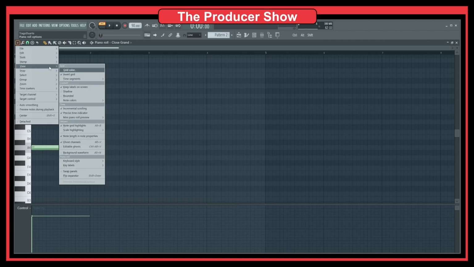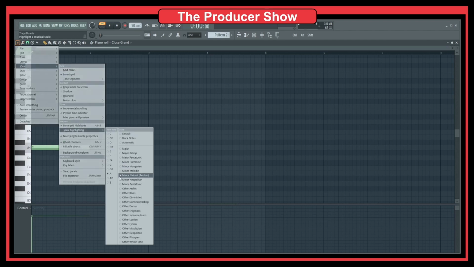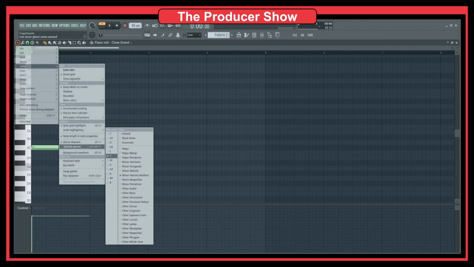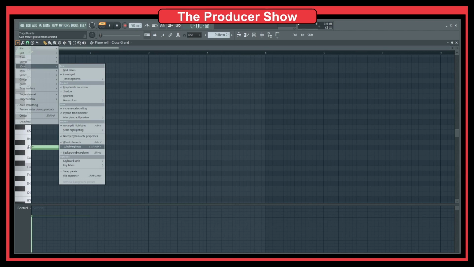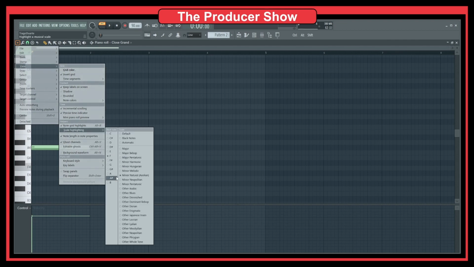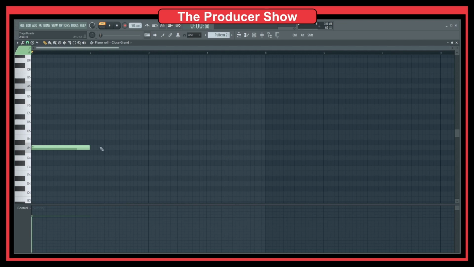But if I go here to view scale highlighting, I can change this scale, for instance, to F. And now you can see that A is no longer selected, or grayed, now it is F. So the gray color indicates what root note or root scale we have. So let's go back to A minor.